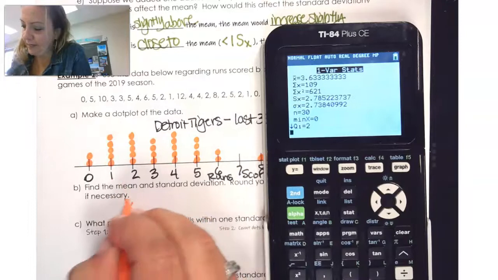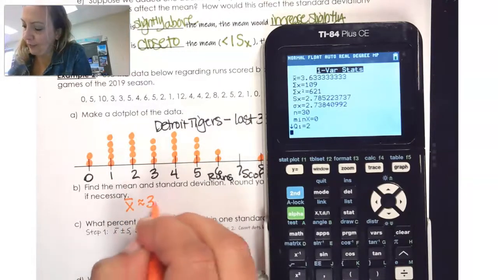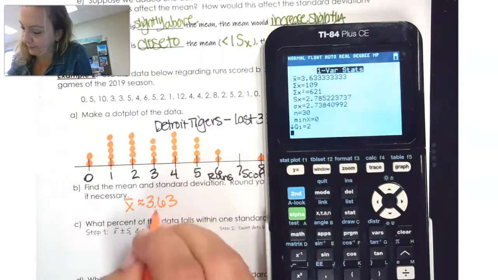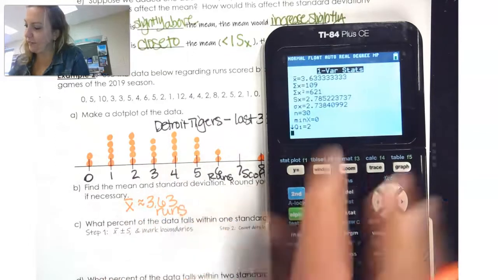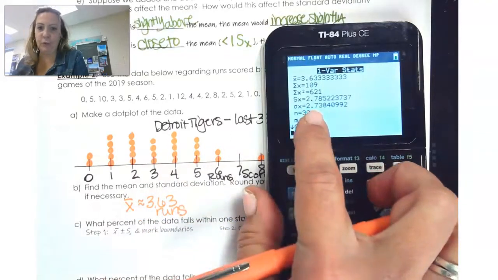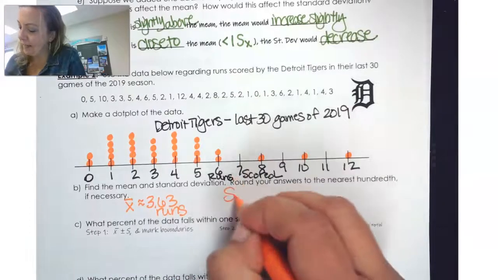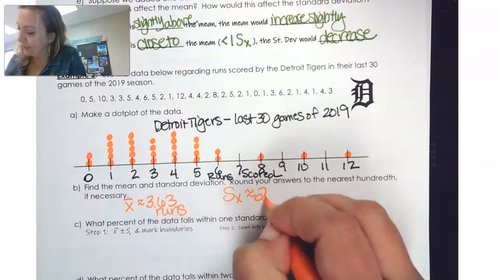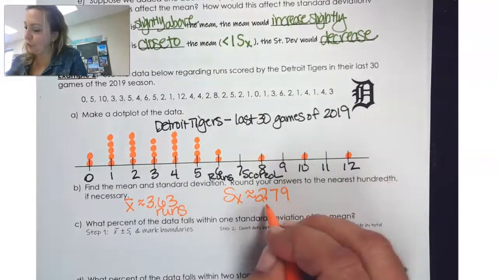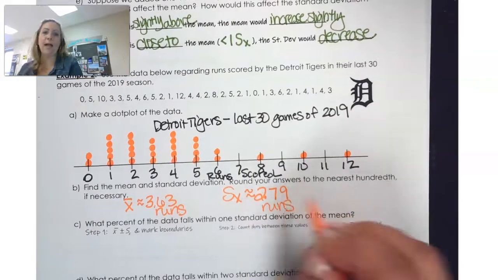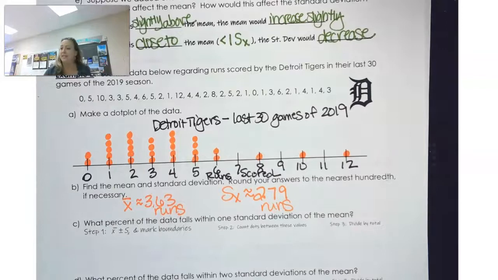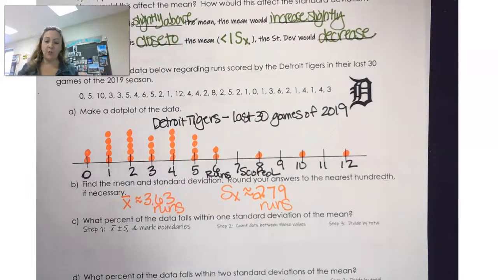So our mean is about 3.63 runs, and our standard deviation is about 2.79 runs. Remember, we look at the S sub x. And we rounded our answers to the nearest hundredth, which was 2 decimal places. Okay. So the next question says, what percent of the data falls within 1 standard deviation of the mean?